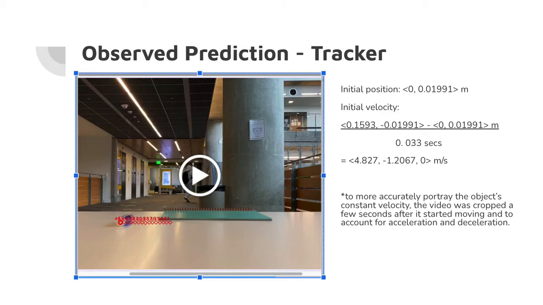Initial velocity was calculated by using the first 2 points measured from the Tracker, but can be found by using any of the 2 points from the Tracker since we are assuming constant velocity.